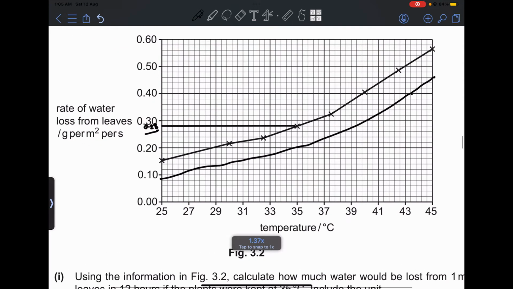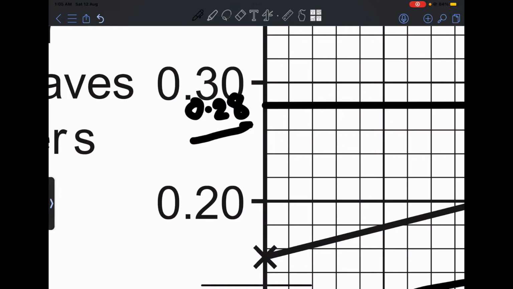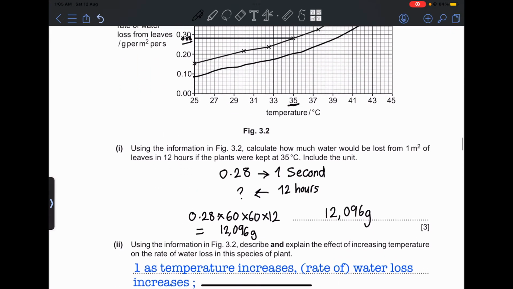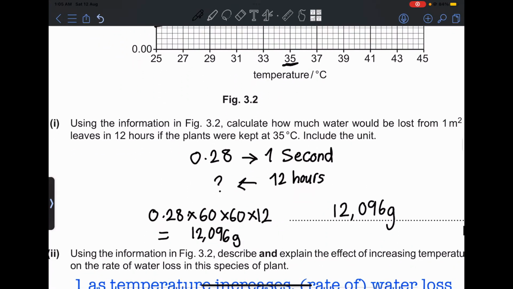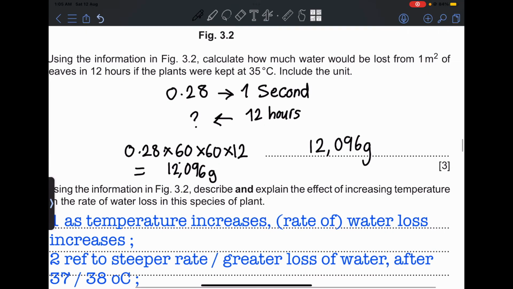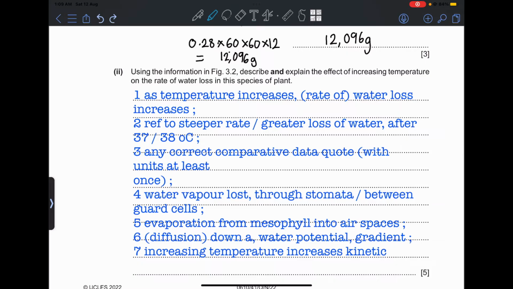So over here we can see that at temperature 35, there is 0.28 grams per meter squared per second. So over here, this is in 1 second. If you want to calculate in 12 hours, you're going to multiply this number 0.28 by 60 times 60, this is the number of seconds in 1 hour, times 12, because there's 12 hours. This is going to give you 12,096 grams.